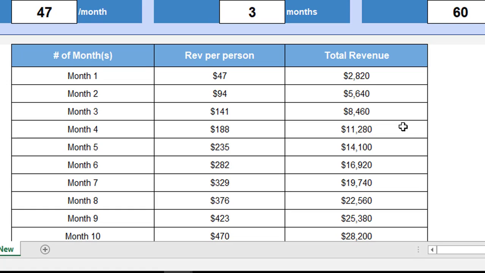So customers, price point, and adjusting the length of time that people stay with us. Now I went with a nice low one here and went with 3 months, but even if you can double the length of that, that's going to adjust the numbers as well.